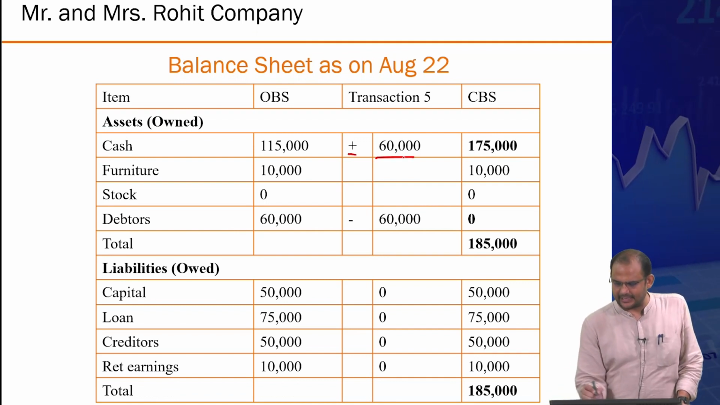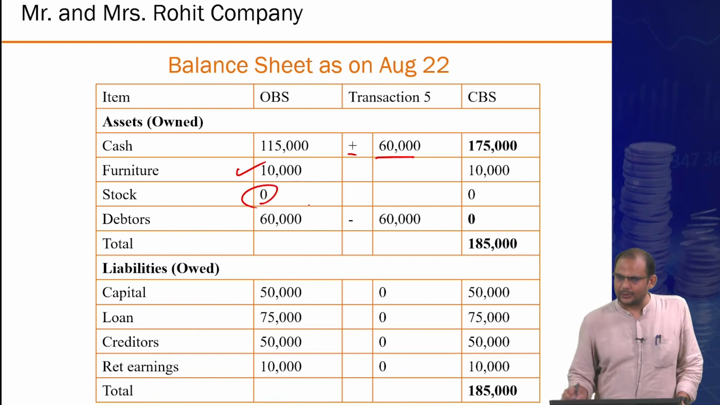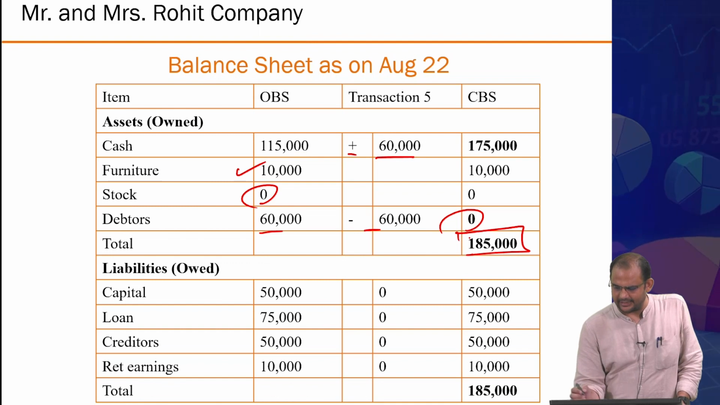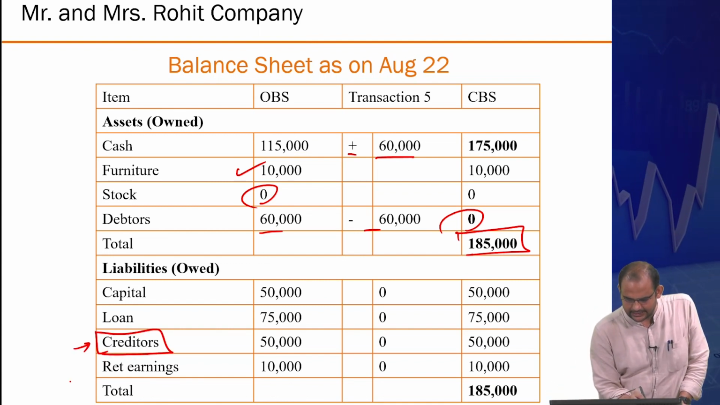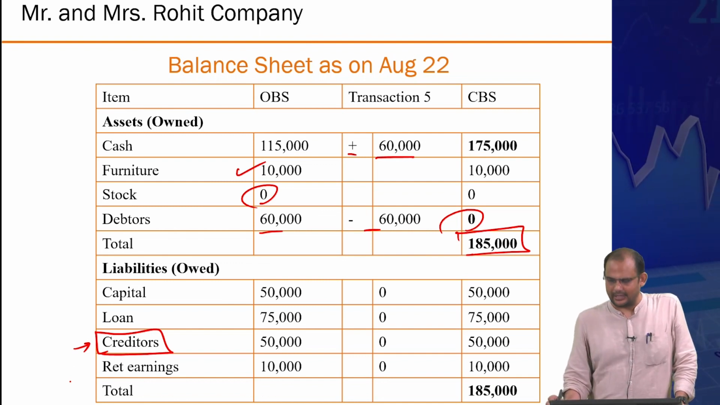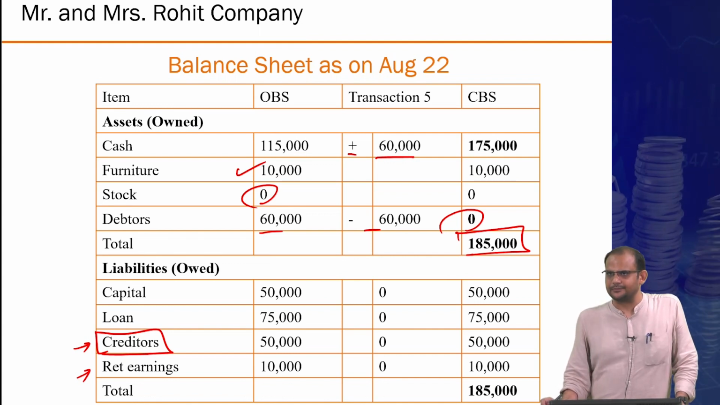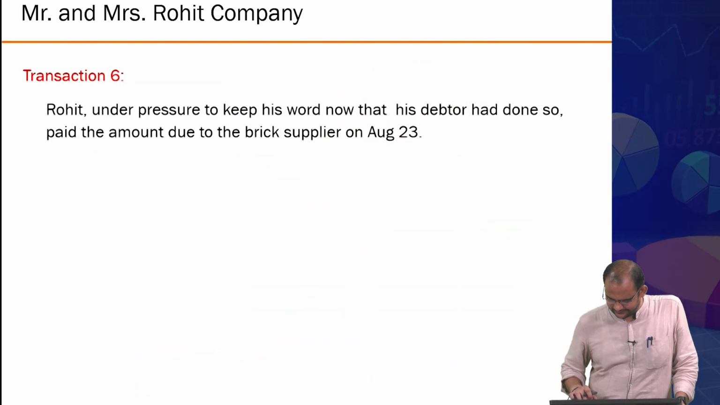Cash plus 60,000. Furniture still 10,000. Stock 0. Debtors become 0. The total remains 185,000. Rohit has not yet paid the creditors. It still shows in your account. Retained earnings are 10,000 rupees. Okay, all with me so far?